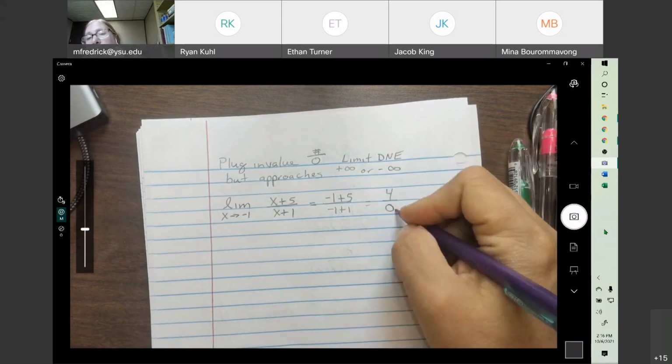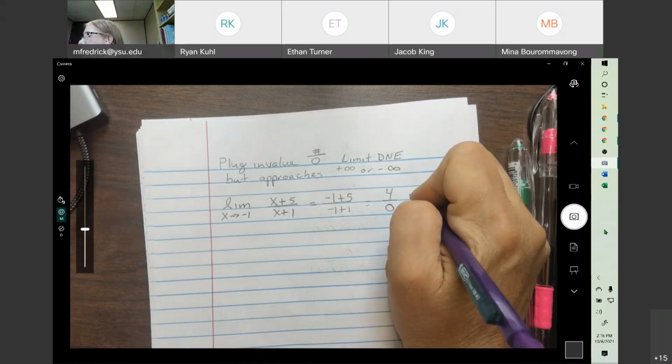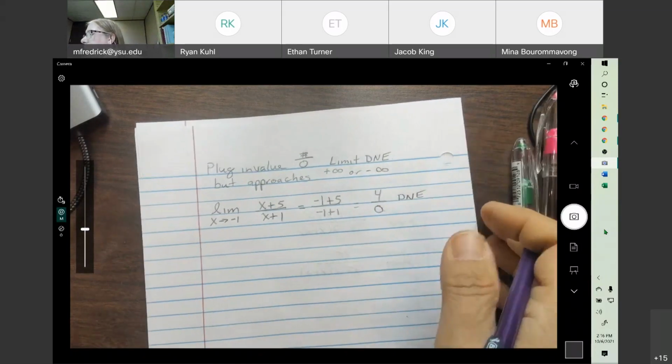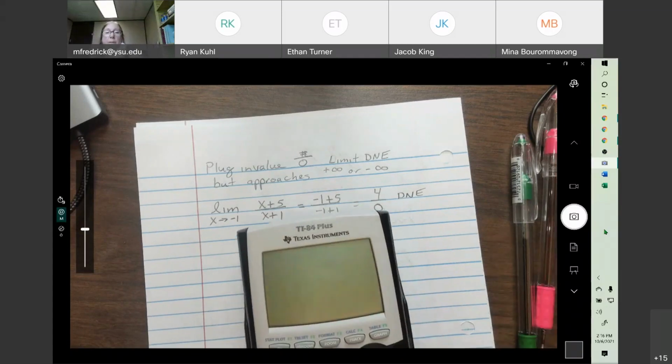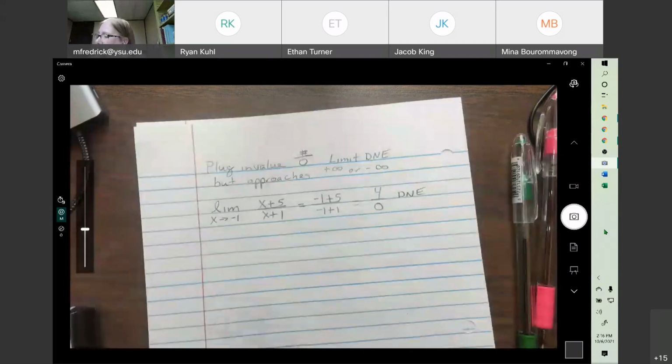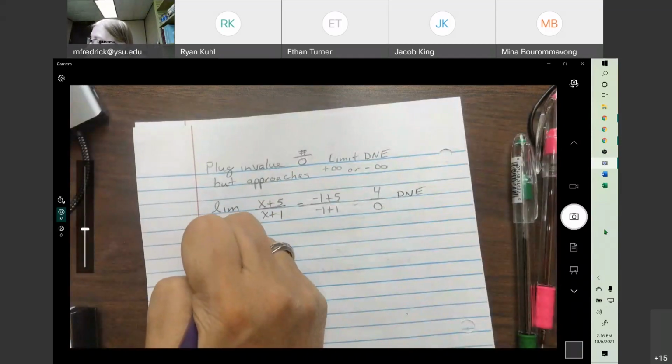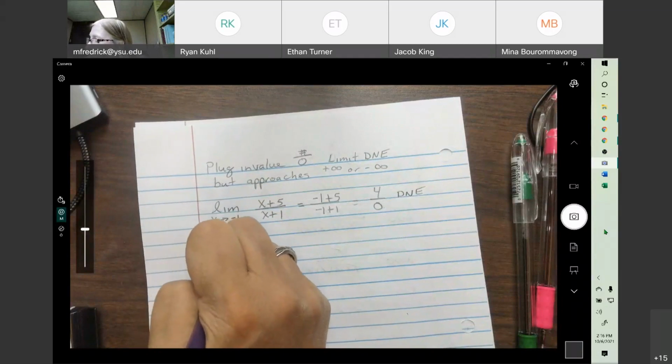So dividing by 0, it does not exist. But then we need to check for positive and negative infinities. One way of doing that is a graph. So I will show you the graph, and then I'll show you another way. There's 2 ways. And we want to check from the left and the right because it could be different.